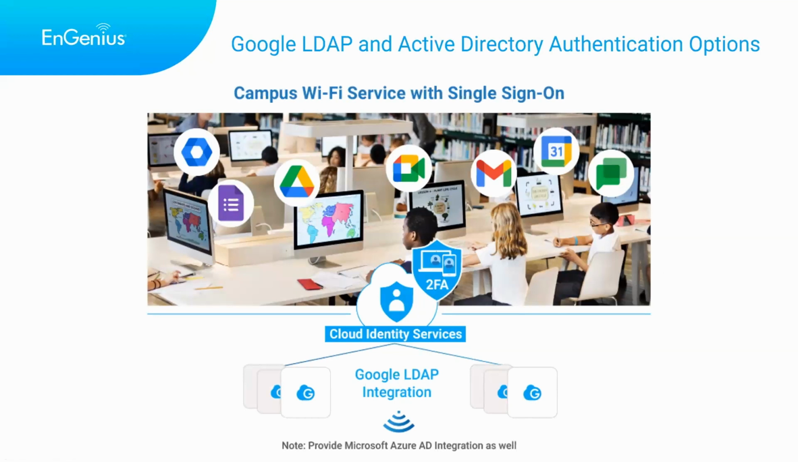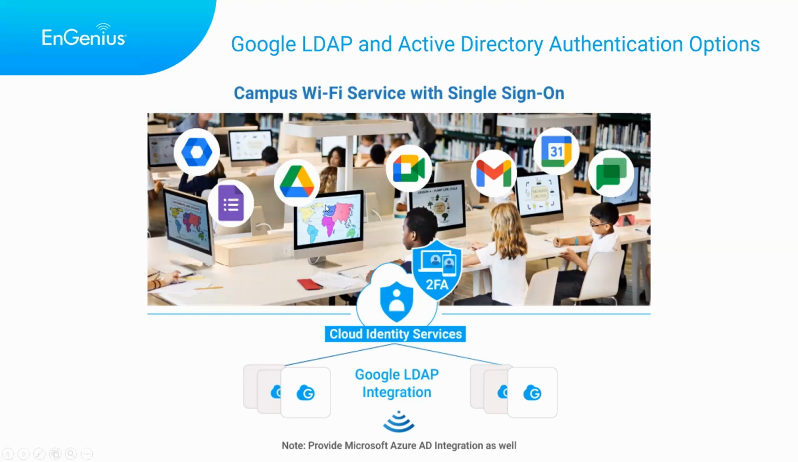Nowadays, a lot of campuses are also switching over to the cloud. So Google LDAP is, if I'm not mistaken, one of the leading suppliers right now in terms of directory management systems. And then, of course, you have Microsoft Azure AD as well. Some people also use their own servers. It can be a third-party Radius server, or an open type of Radius server that they customize on their own. But all these authentication types are supported under EnGenius Cloud.